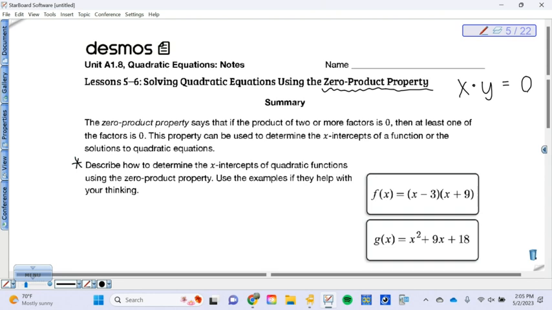So we're going to look at this right here. It says we have to figure out how to determine x-intercepts of a quadratic function. We started doing this yesterday. X-intercepts. What does an x-intercept have to do with the zero product property? Yes, the x-intercept is where the graph passes through the x-axis. What does y equal on the x-intercept or on the x-axis? Zero, okay? So y equals 0 on our x-intercept.